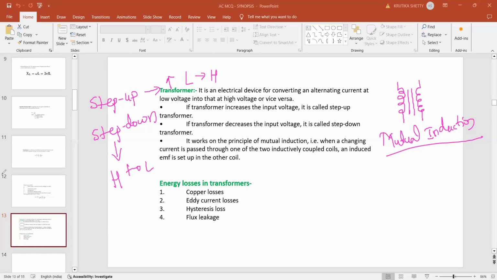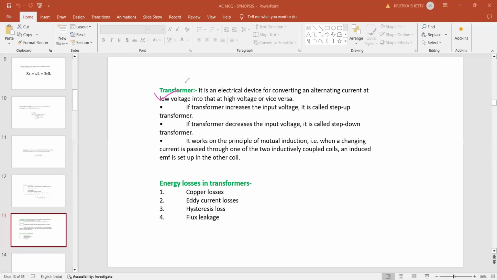Hope this much is clear to everyone. We have discussed what a transformer is, which converts the voltage from high to low or low to high. On which principle does it work? It works on the principle of mutual induction. Then there are two types of transformers, the step up transformer and the step down transformer. If you remember mutual induction, you can see here it is given. When a changing current is passed through one of the two inductively coupled coils, an induced EMF is set up in the other coil.